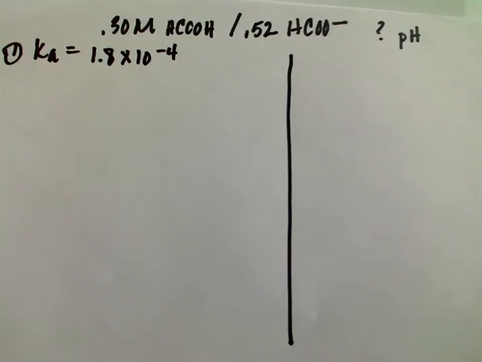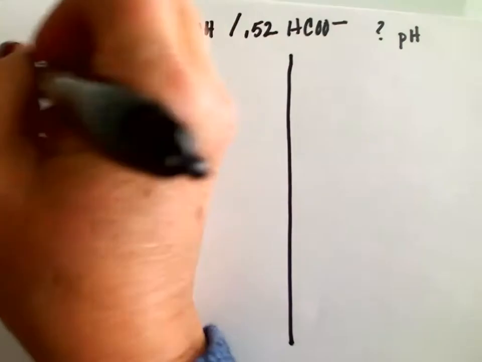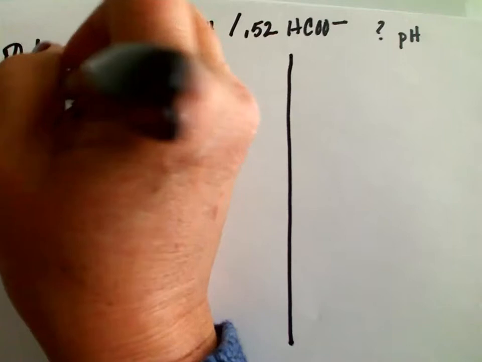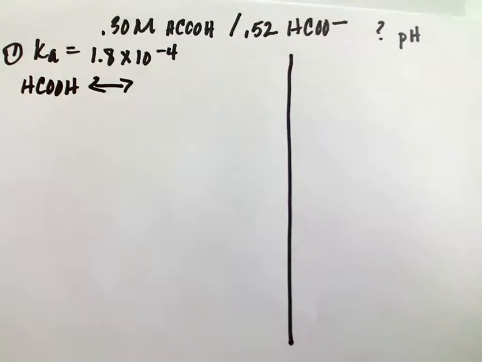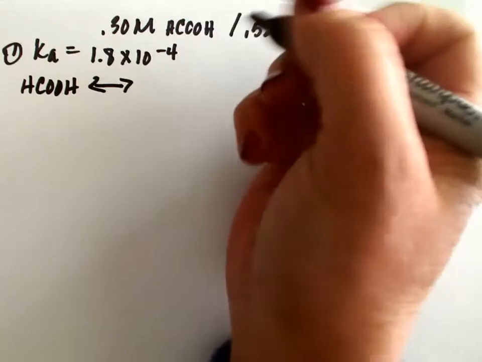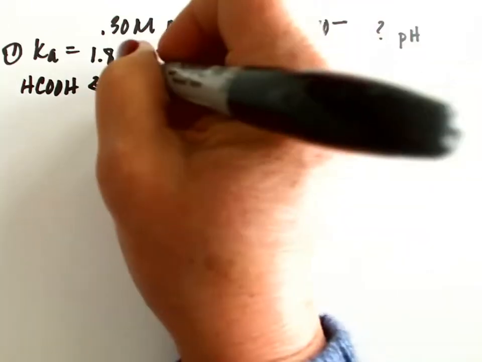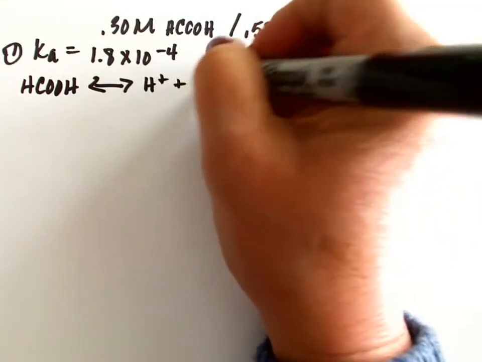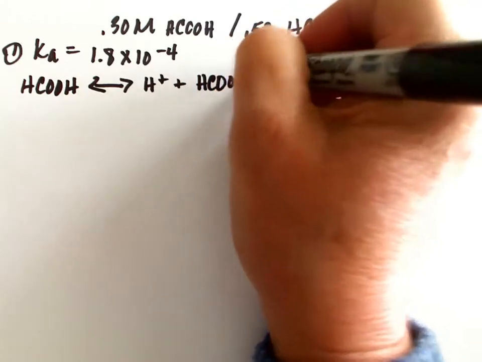Now, if you recall, when you're working with weak acids and weak bases, they do not ionize 100%. So there's an equilibrium present. And that equilibrium, in this case, would be HCOOH, with a double arrow showing that it is not 100% ionized. And on the other side, we have hydrogen ion and the conjugate base of that weak acid.